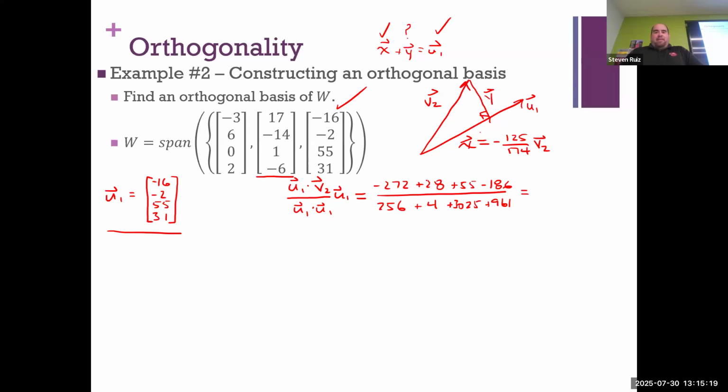Did I even find the right dot product in the numerator? U1 dot V2. 16 times 17. Yeah, that's fine. Okay, so negative 375 over what's this actual denominator? 4246. Good, good.